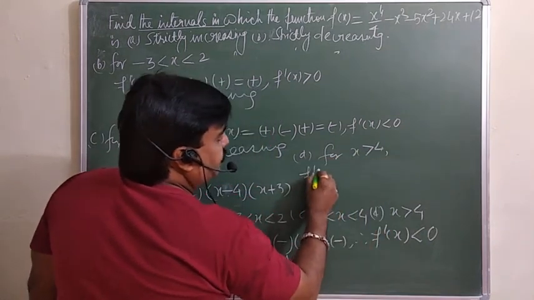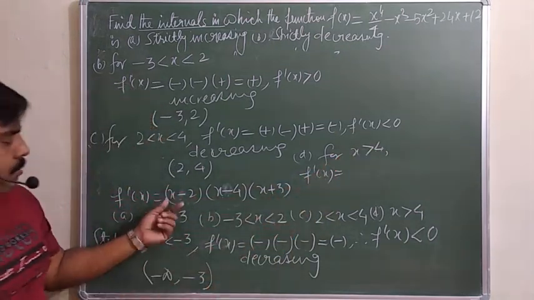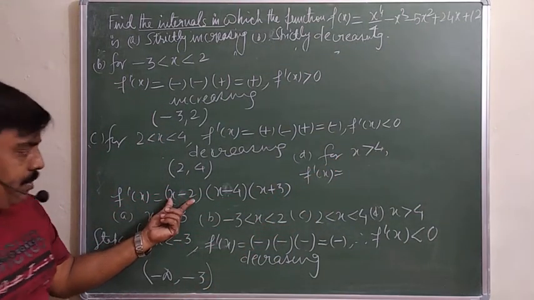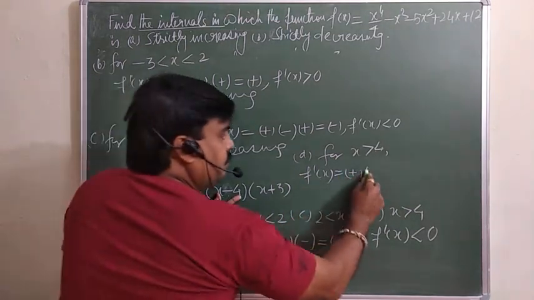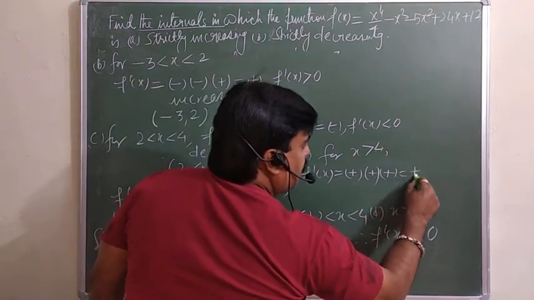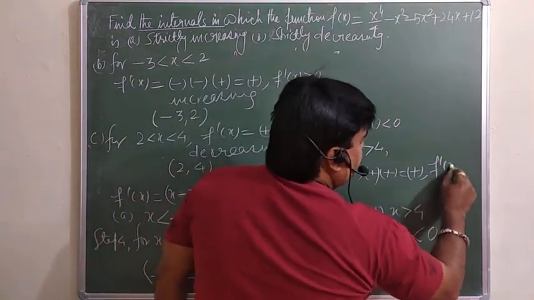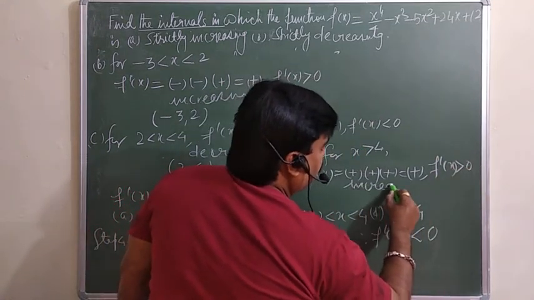So what will your f dash x be? Directly I am going to do it. Take any number greater than 4. Suppose 5 you are going to put. So 5 minus 2 is 3, positive. 5 minus 4, positive. 5 plus 3, positive. So here you are getting a positive value. It means f dash x is greater than 0. So it is increasing.